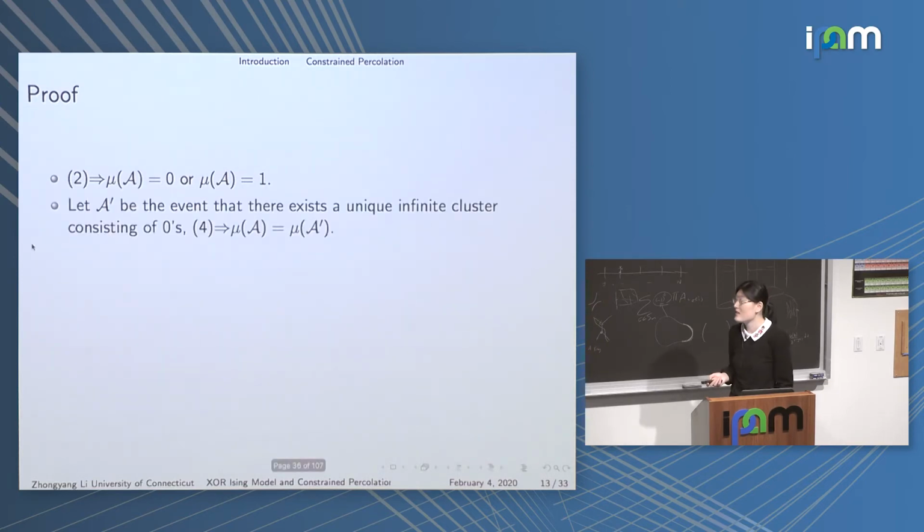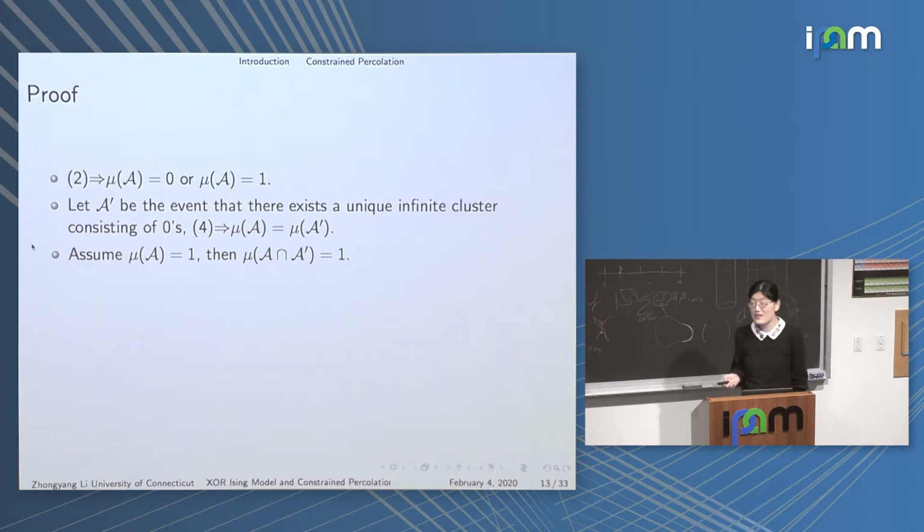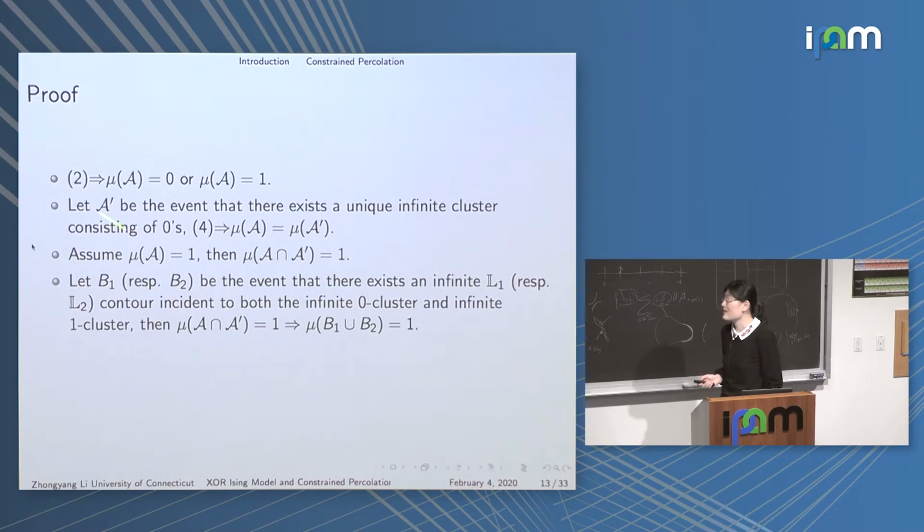Then we consider A prime to be the event that there exists a unique infinite cluster such that every vertex in that cluster has state 0, and then the probability of A is equal to the probability of A prime, and we assume the probability of A is equal to 1. Then we can consider the probability of A intersection A prime, which is equal to 1. We assume this, and we're going to obtain a contradiction, because mu of A is equal to mu of A prime, so mu of A prime is equal to 1 if mu of A is equal to 1, so their intersection is 1 as well.